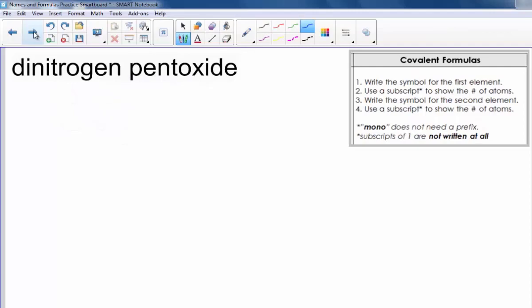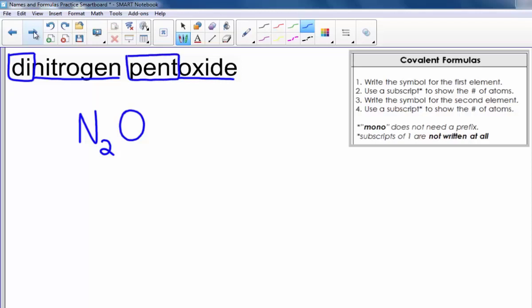And so for the last one in this section, we've got dinitrogen pentoxide. Nitrogen right here, that's periodic table symbol capital N. And we have a prefix of di, and so that means we have 2 atoms of nitrogen. For the last part, we have oxide, and that's just plain oxygen, and we have a prefix of pent. The pent prefix back on the table means 5. It's kind of like a pentagon has 5 sides. And so now we have the formula of dinitrogen pentoxide is N2O5.